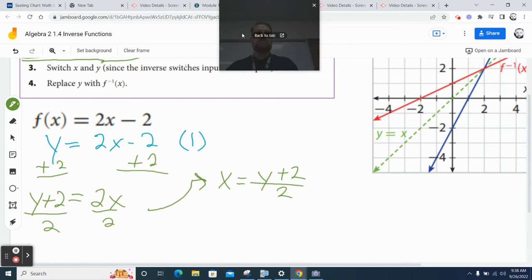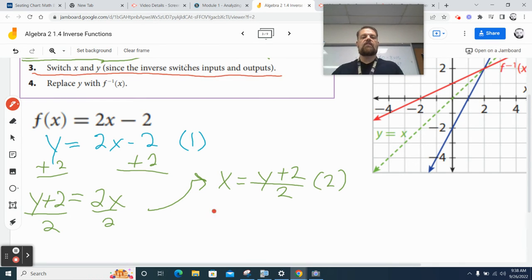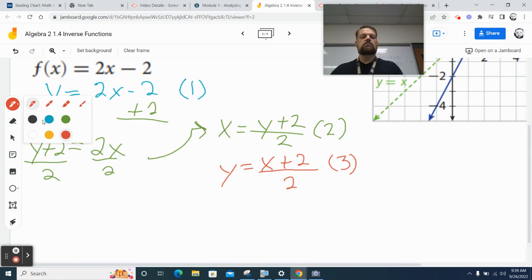All right, what is step number 3? Yeah, we just got to switch x and y. So step 3, wherever there's an x, I make it a y. And wherever there's a y, I make it an x. So now I have y is equal to x plus 2 over 2. That is step 3. And what's the last step? Yeah, we do the f inverse notation. Replace y with f inverse.